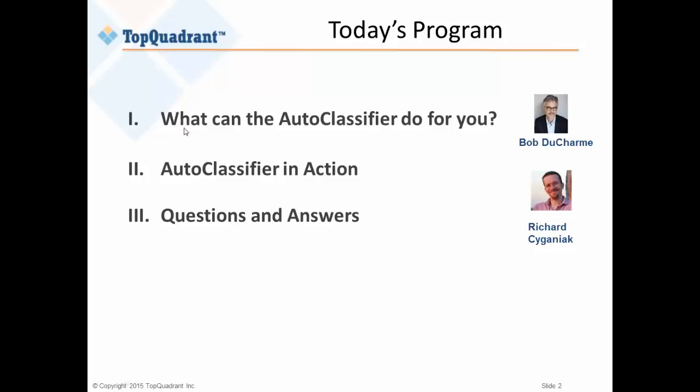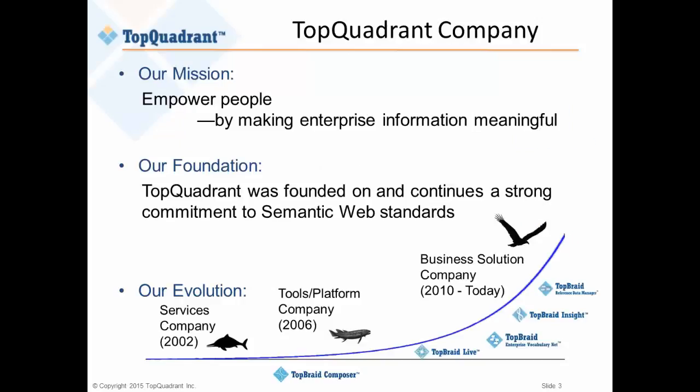So TopQuadrant as a company, our focus has always been on the practical application of semantic web technology to solve business problems. We offer a platform that lets customers quickly build agile, multi-user applications that take advantage of that technology, and we also use this platform ourselves to build applications that solve specific business needs. One of those applications is TopBraid Enterprise Vocabulary Net, or TopBraid EVN.